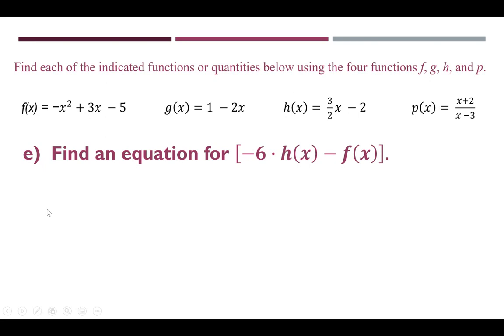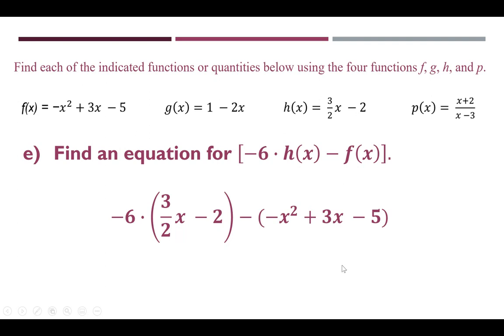Part E says find an equation for negative 6 times h of x minus f of x. So I'm going to take the function h of x and substitute that here, and f of x and substitute that there. When doing so, the expression looks like this.